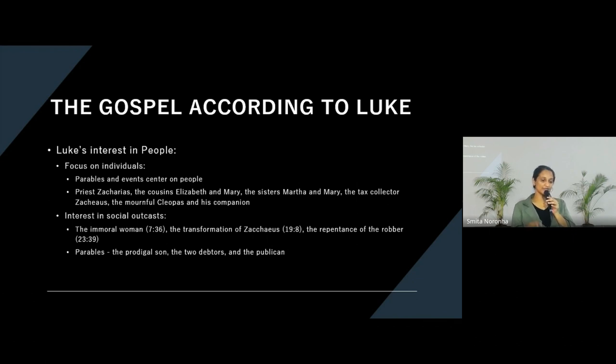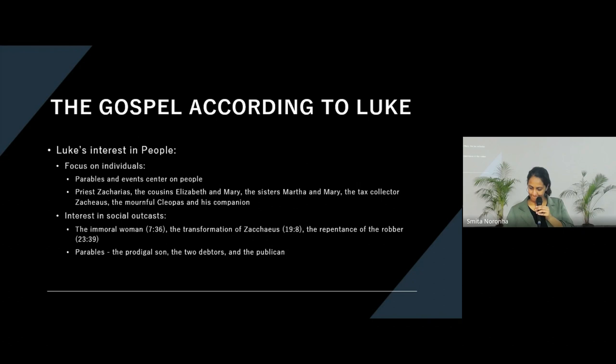Luke is also a very social gospel. You'll see that a lot if you're studying the book of Luke. One thing is that he focuses on social outcasts. We see in 7:36 the story of the immoral woman. If we can open to Luke 7:36. Luke chapter 7 verse 36.